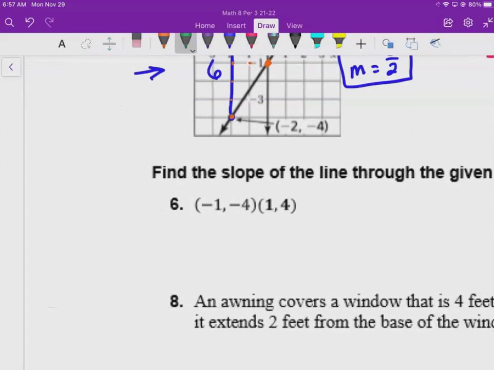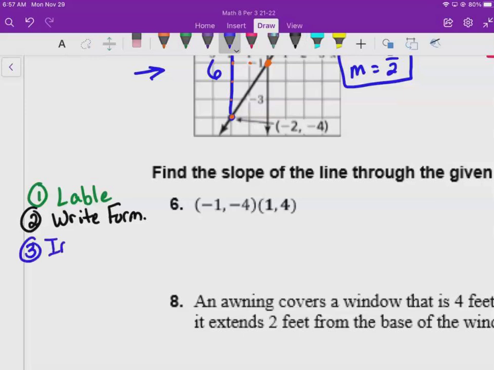So remember, you have steps. First step, label. Second, write the formula. And third, input and compute.